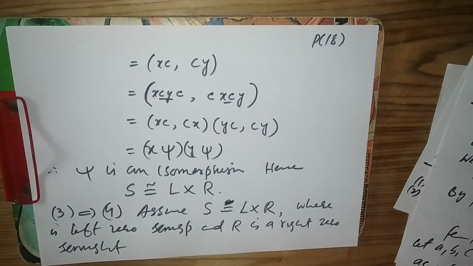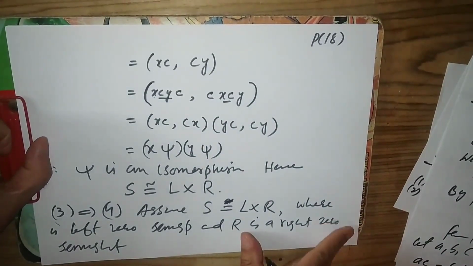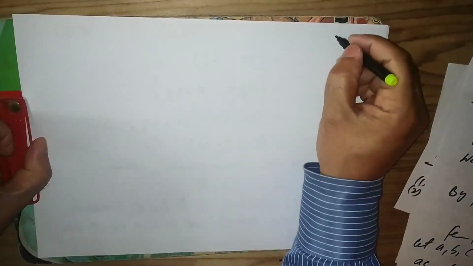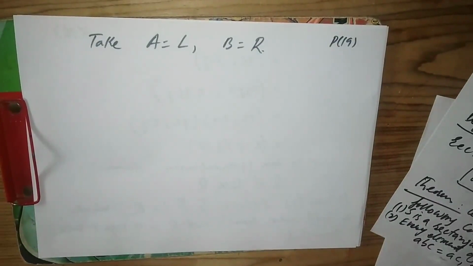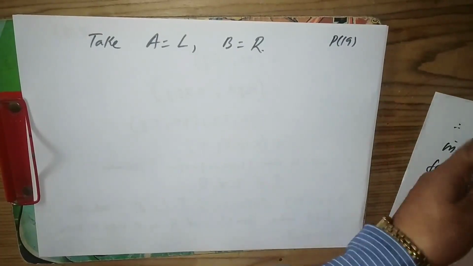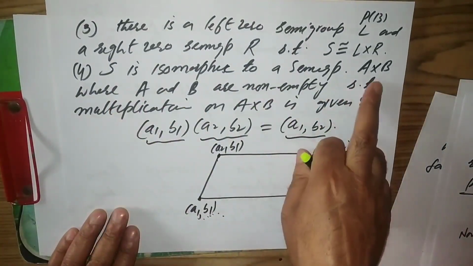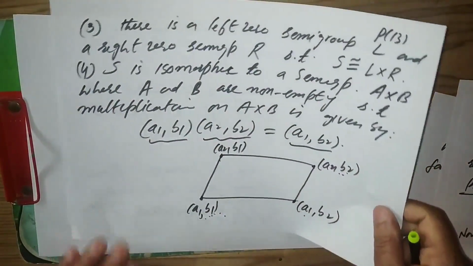Treating this L as A, taking A equal to L and B equal to R, I want property number 4 from property 3. What's property number 4? It's this. I need to show that S is isomorphic to the product A cross B, where A and B are non-empty sets with multiplication given by this.